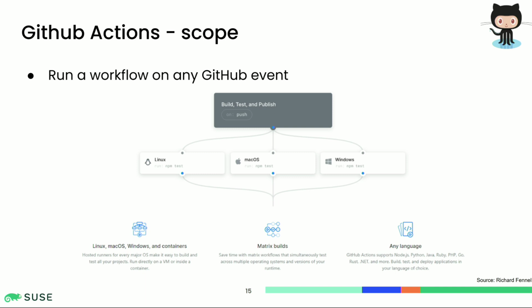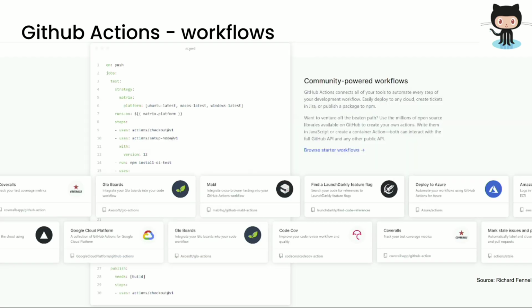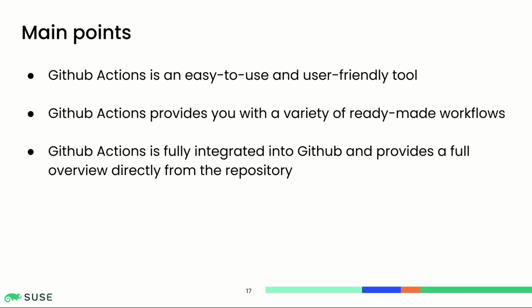And what we can do, we can use it for all environments. We can use it also with parallel steps. We can use it for any programming language. And we have a great marketplace with many community-powered workflows where we can just use workflows other people built before, or we can customize it for our use, and therefore we can get quick results. So, just to summarize, GitHub Actions is user-friendly. It's easy to use. You have its community-driven marketplace, and it's fully integrated. You can have your overview directly in your repository.